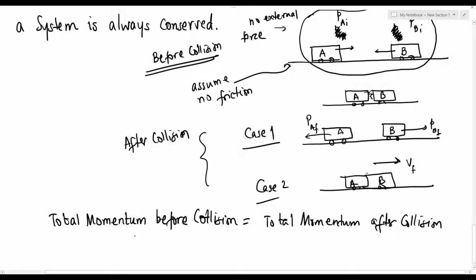Okay, so if I want to write this in terms of formula, total momentum before collision is momentum of A plus momentum of B. So that's the total momentum of the system. And total momentum before is denoted by I. That's equal to total momentum after collision. Again, our system is A and B, so momentum of A plus momentum of B. For after collision, we'll use momentum final, momentum of B final.